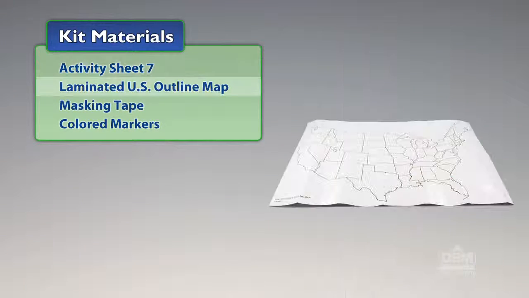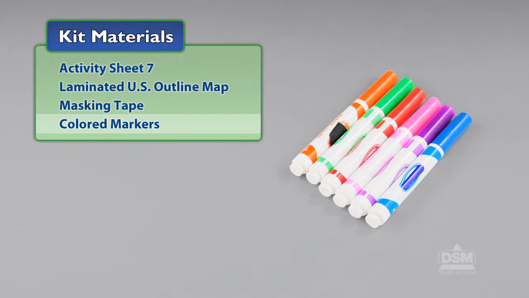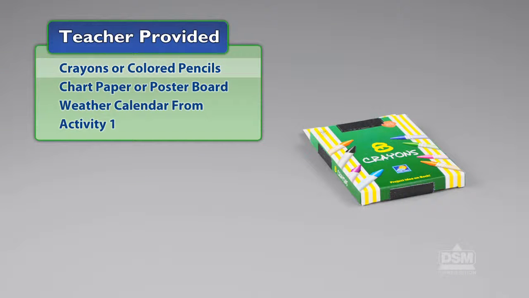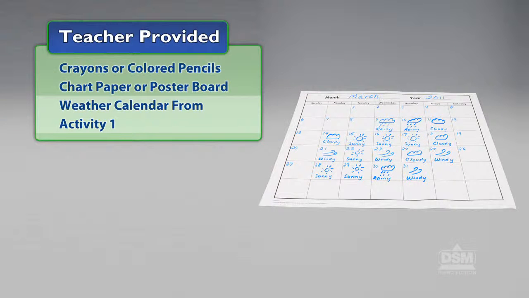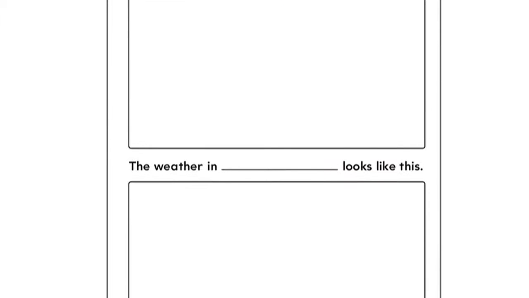You will need the following materials from the kit. Activity Sheet 7, the laminated U.S. outline map, masking tape, and colored markers. You will also need to provide crayons or colored pencils, chart paper or poster board, and a weather calendar from Activity 1. To prepare for the activity, make 2 copies of Activity Sheet 7 for each student.